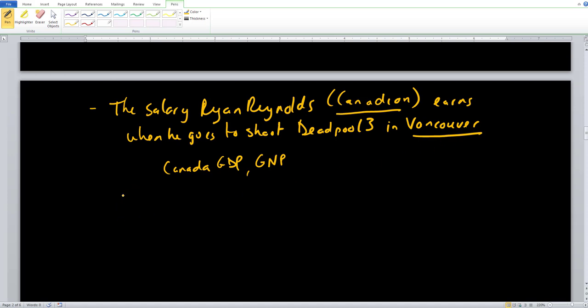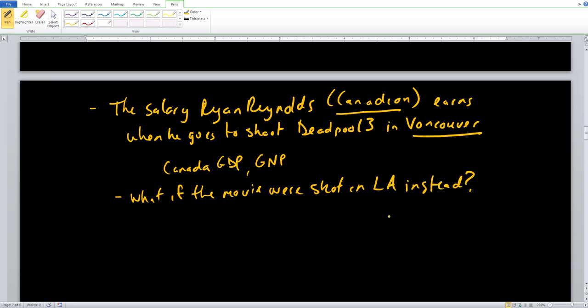Let's go ahead and change this example up just a little bit and ask, what happens if the movie were shot in LA instead, were shot in Los Angeles instead. Now you tell me or think about exactly where this is going to fall in terms of GDP and GNP. In terms of the United States, it's going to fall in terms of US GDP because it's shot in Los Angeles, in Hollywood, and around that area. So therefore, it's going to fall in GDP. It's still going to fall in terms of Canada, GNP, because once again, Ryan Reynolds is still a Canadian citizen.